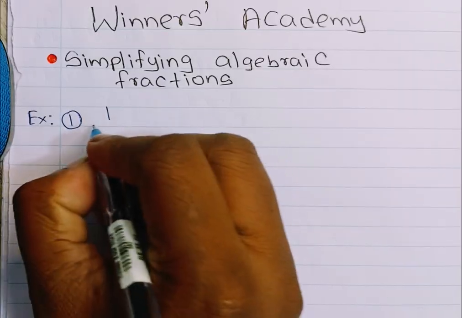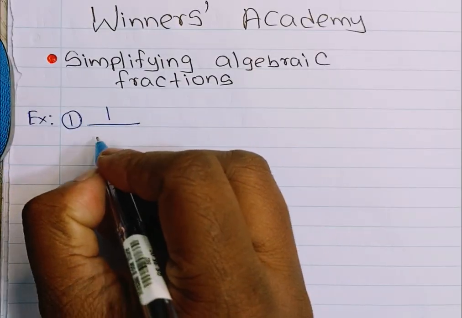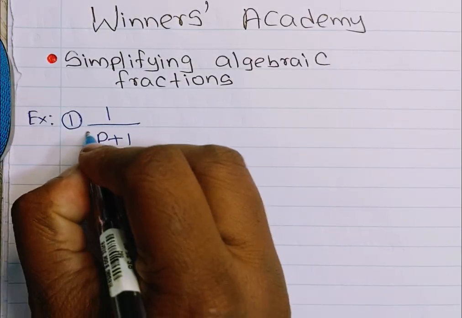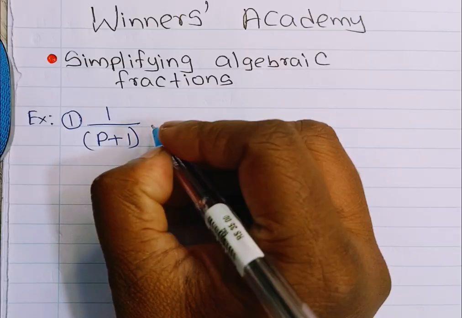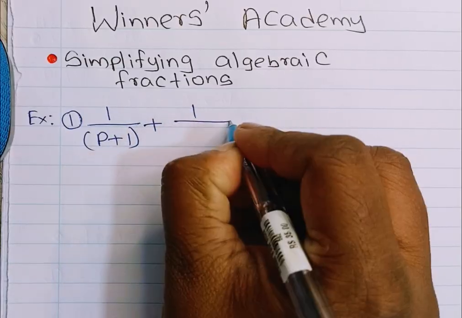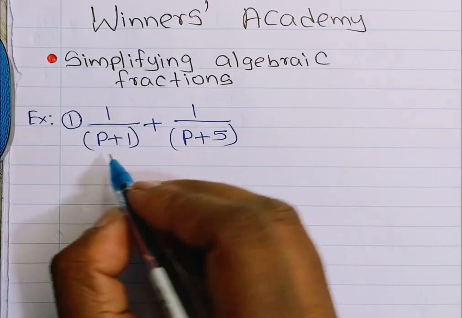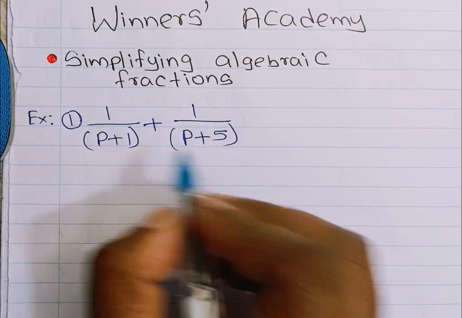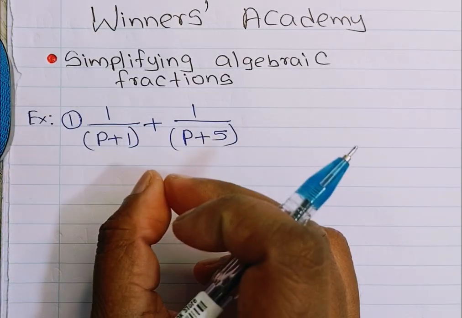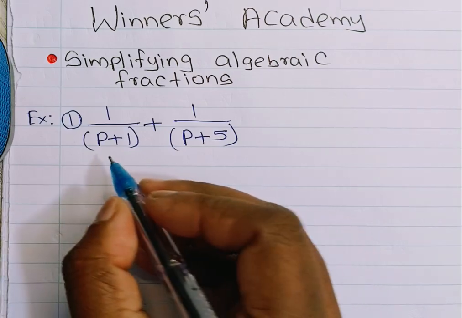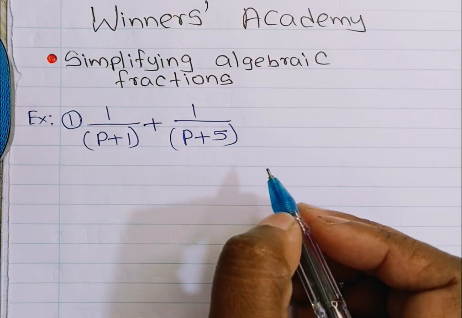That is 1 over p plus 1, plus 1 over p plus 5, right? So you can see that these two are algebraic fractions. You have to add both values together, right? So before that you have to find out what is the common denominator.